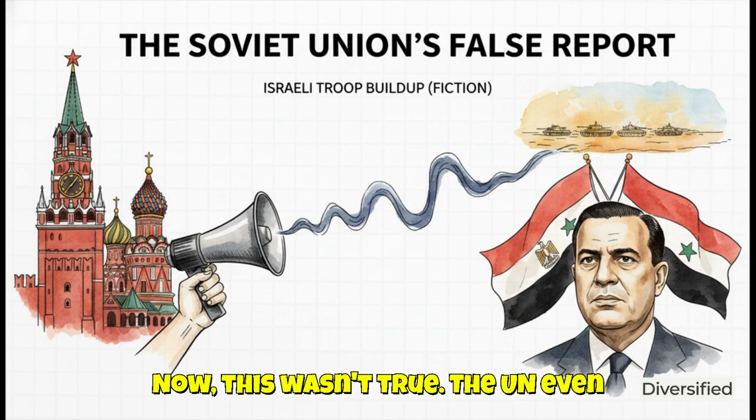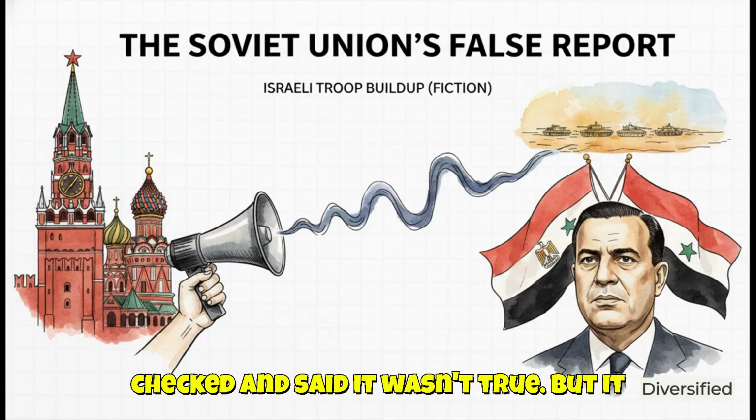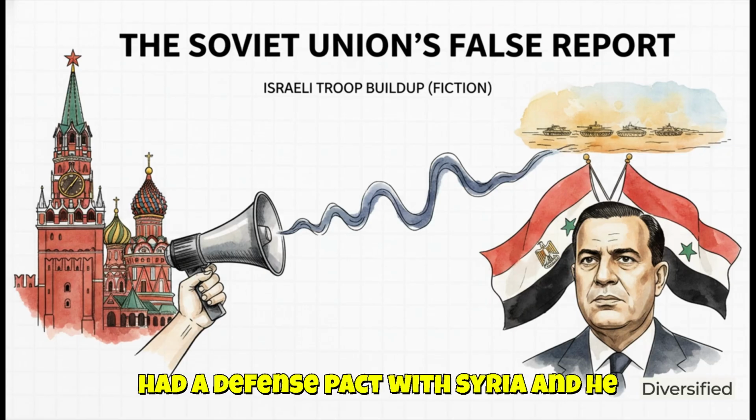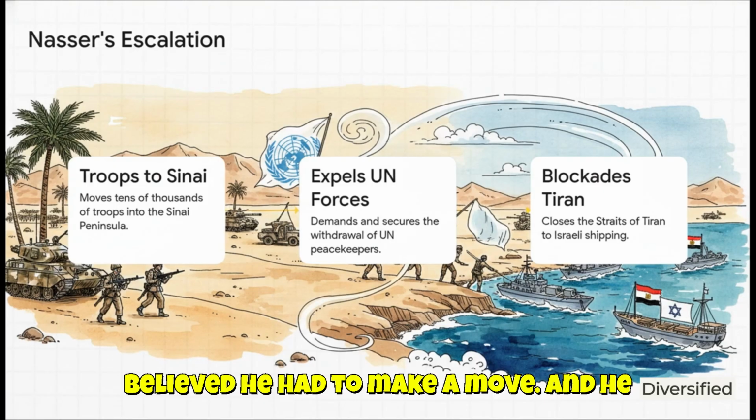Now, this wasn't true. The UN even checked and said it wasn't true, but it didn't matter. Nasser, Egypt's president, felt his credibility was on the line, he had a defense pact with Syria, and he believed he had to make a move. And he makes 3 huge moves.